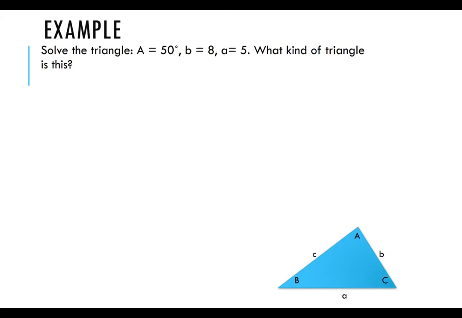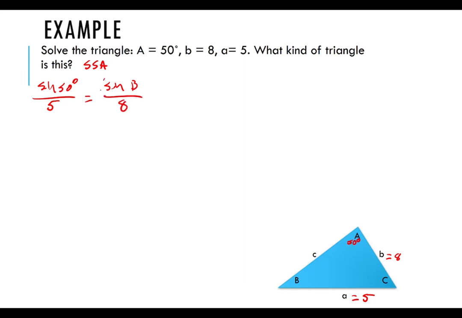Let's try it again. I have angle measurement A, which is 50 degrees. I have side length b, which is 8. I have side length a, which is 5. Recognize once again I have side, side, angle. Alright, I need to find the angle B. So that's going to be sine of 50 degrees divided by side length a, which is 5, is equal to sine of angle B that we don't know divided by side length b, which is 8.